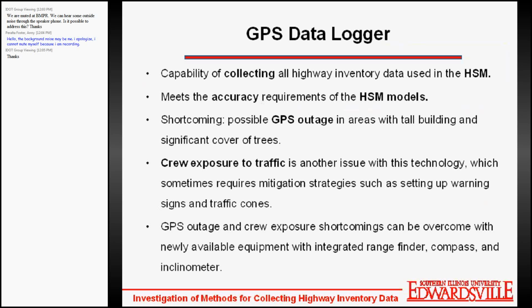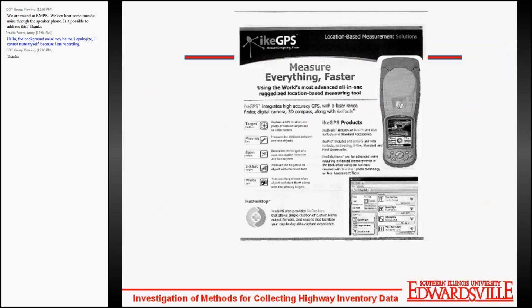And that equipment integrates a rangefinder, compass, and inclinometer so that you can remotely collect information. And this is an example of that equipment, and it's nearly the same price point as the old system where you had to actually be at the point.